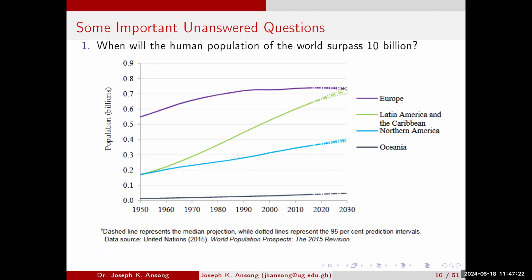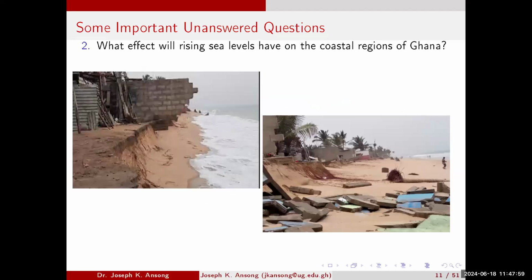This one is showing similar trajectories for the population for Europe, Latin America and the Caribbean, Northern America, and then Oceania. All right. So you see the trajectory. Actually, that of Europe is becoming flat for the last couple of years, and the model is predicting that it's going to be flat for the next 10 years or so. So these are very important to be able to predict, and they use models to do these predictions.